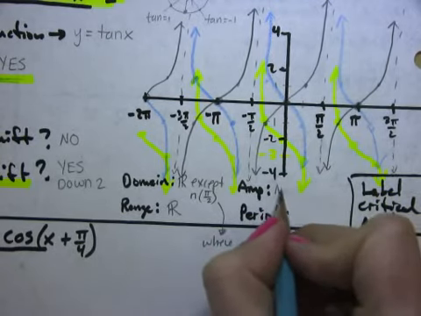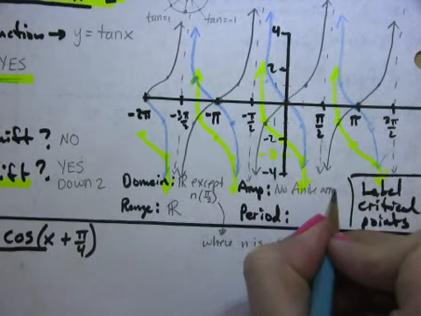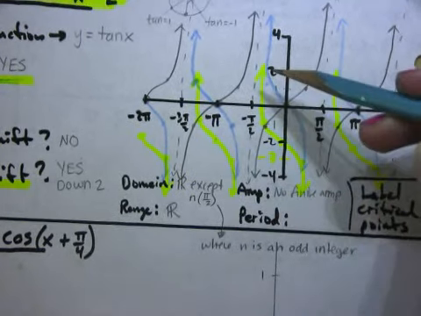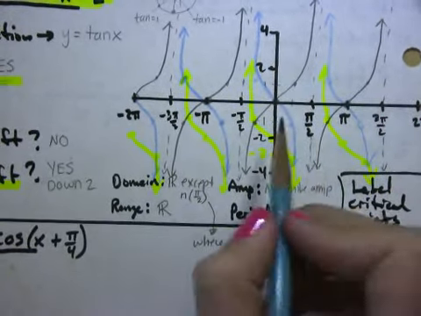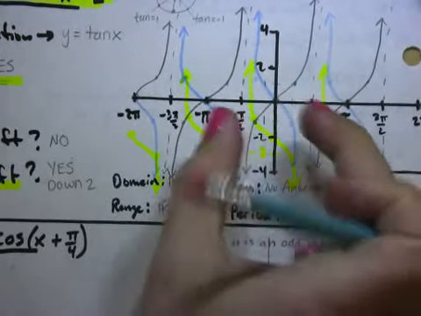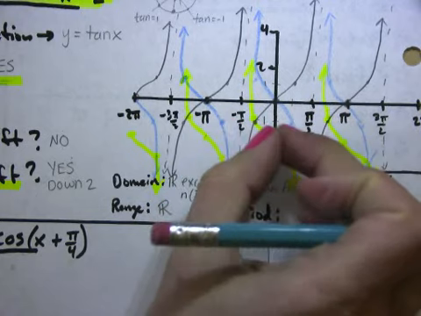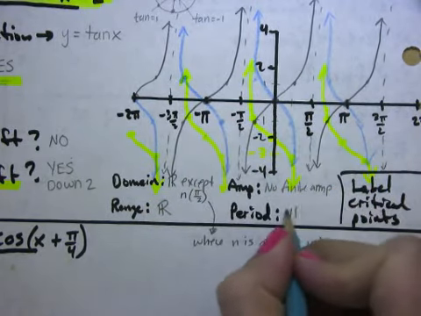Amplitude: no finite amplitude. We can vertically stretch it, but there's no minimum or maximum value. And our period is how long it took to repeat one of these curves. So we see that between the two asymptotes, there are pi radians. So our period is pi.